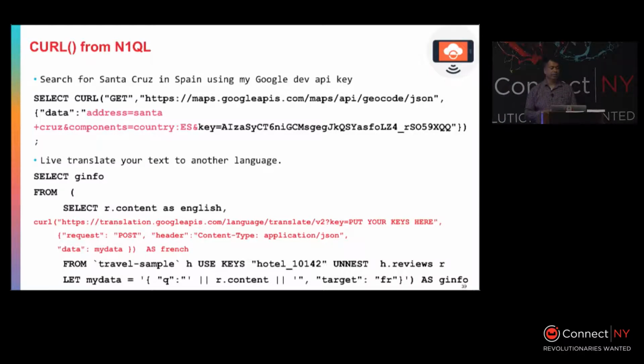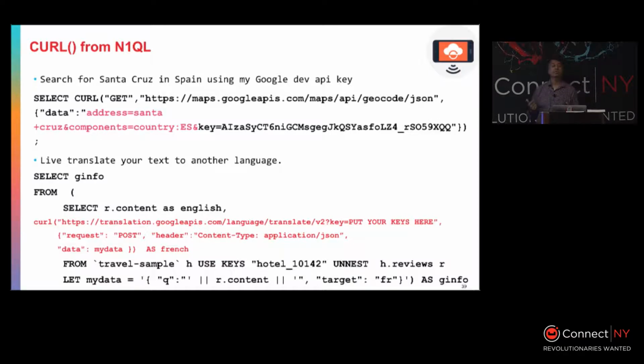Here, I'm trying to search for a place called Santa Cruz in the country of Spain, and I'm trying to get the location information using the Google API, right? It's a pretty straightforward query right there. I make a call to Google API, it returns the JSON, and I got the whole JSON. That's pretty simple, right?